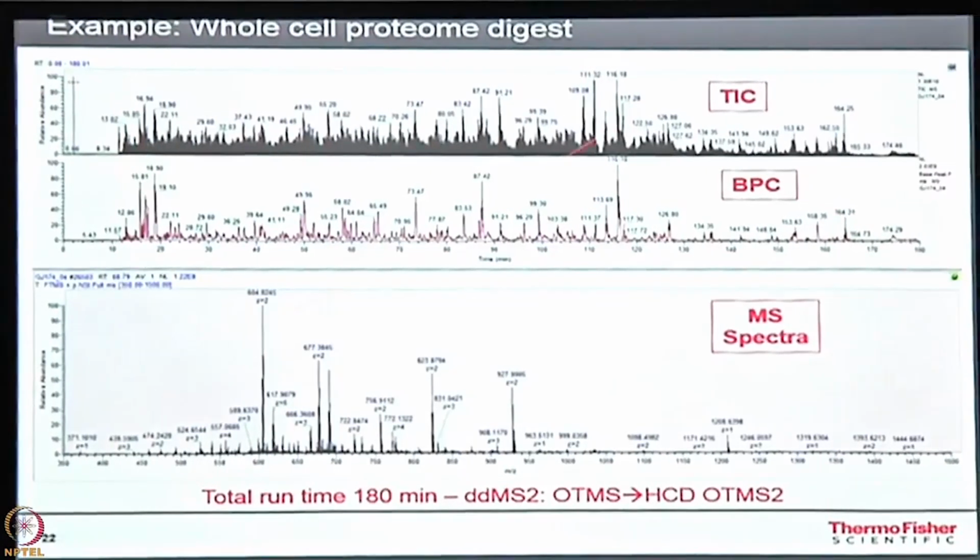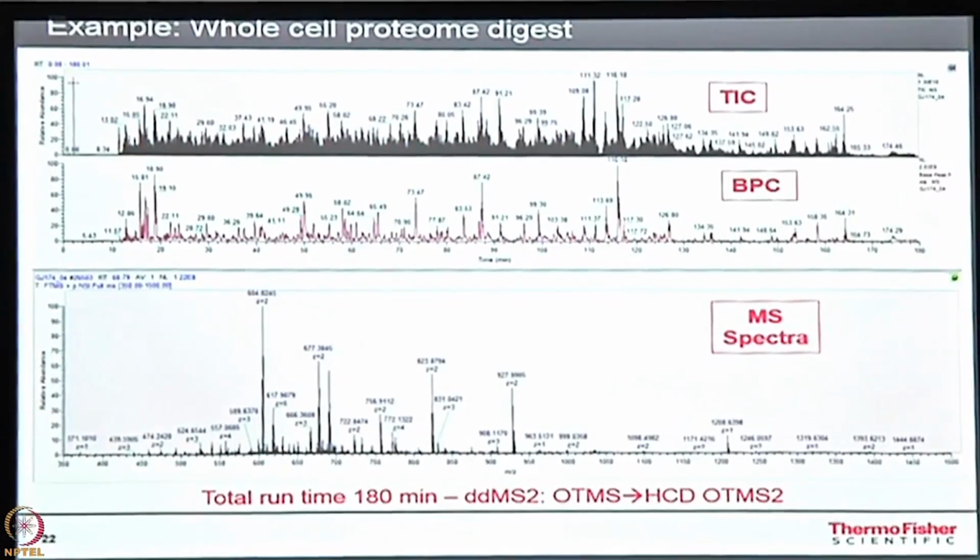So here is a window where you will see the first run, a whole cell lysate run for 120 minutes. We run a DDMS2 method. We do MS1 in the Orbitrap and HCD also in the Orbitrap. MS2 is also detected in the Orbitrap. We are not using the ion trap here. It's a 180 minute run.